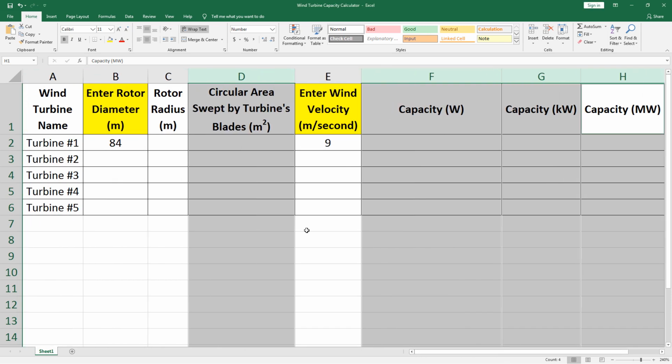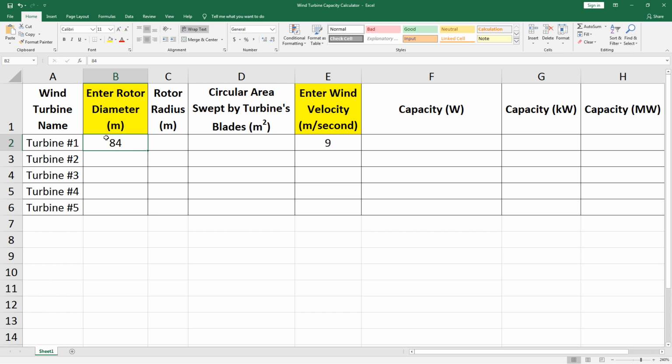Notice that cell B2 already has a value in it, as does cell E2, thereby allowing us to see how the calculator functions as it calculates the capacity of a turbine with a rotor diameter of 84 meters located in a place with winds blowing on average 9 meters per second.